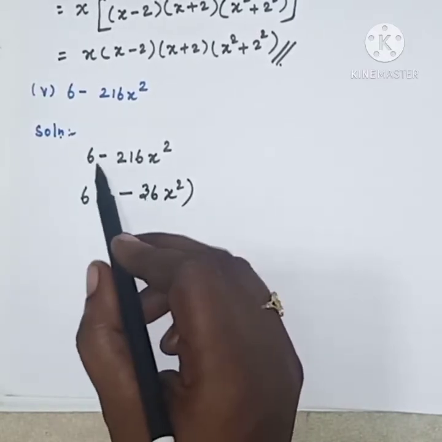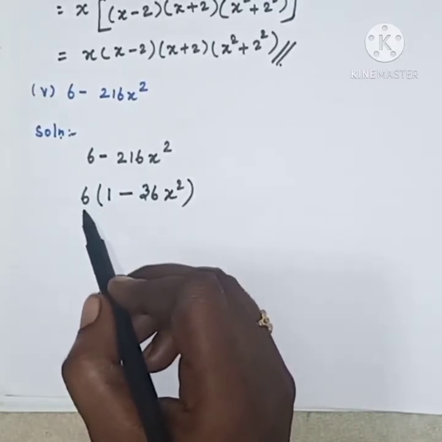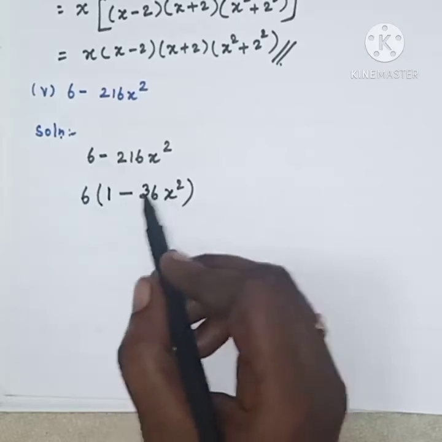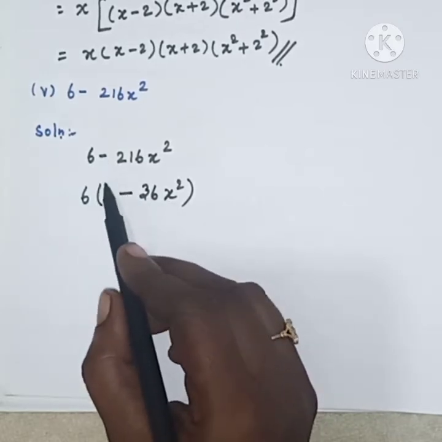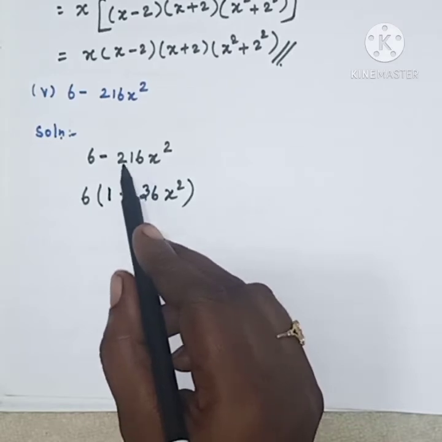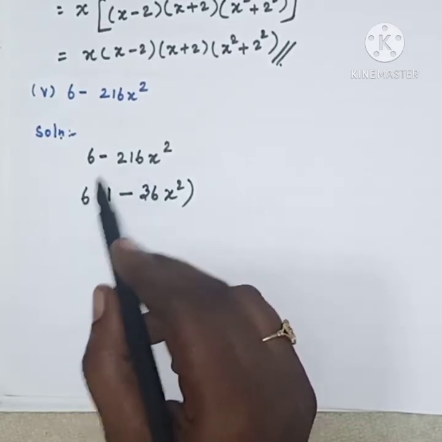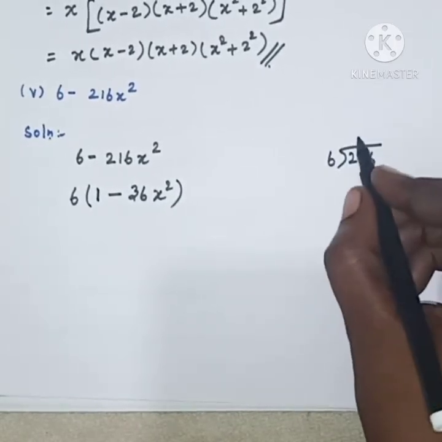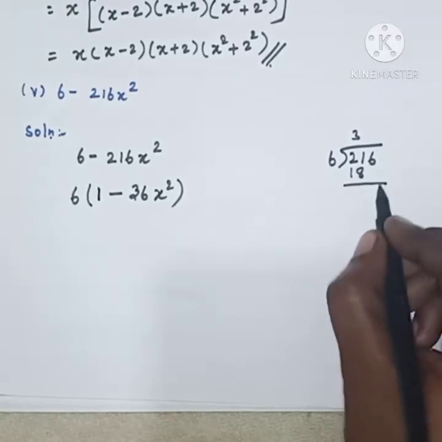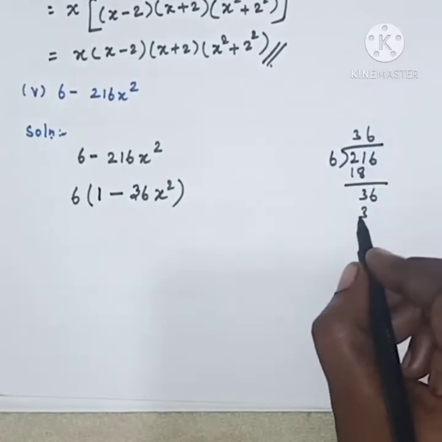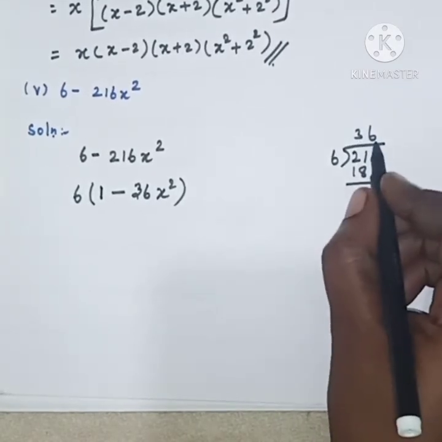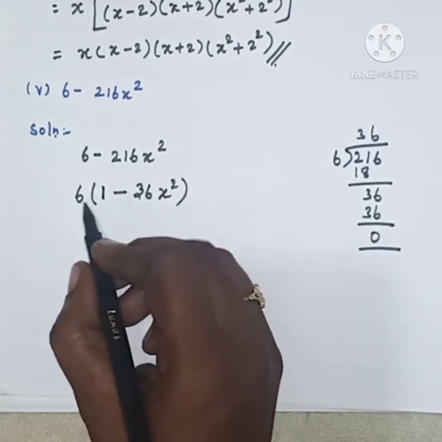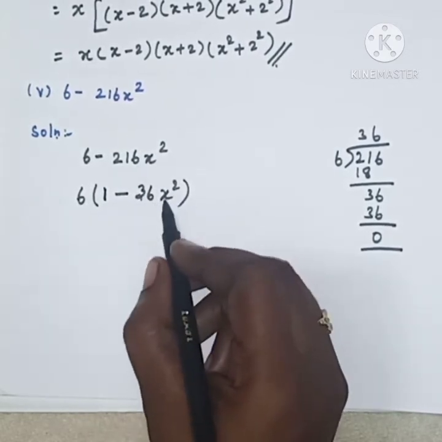So from these two terms, we took 6 commonly outside. So the first term can be written as 1, 6 into 1 is 6. So put that negative sign as it is. And then 6 into 36 is 216, isn't it? So divide 216 by 6, we will get 36 in the quotient part. So write the 36 here. So 6 into 36, 216 into x square.